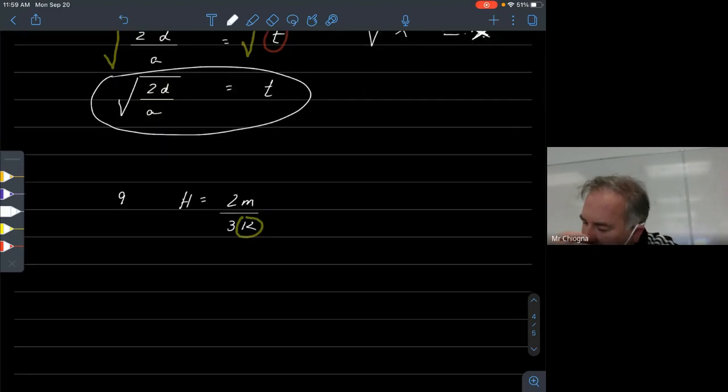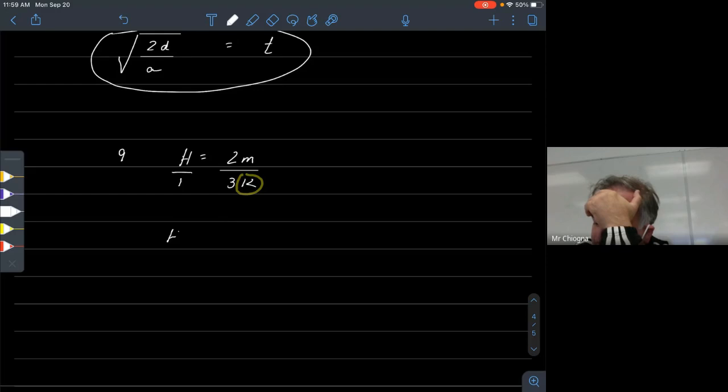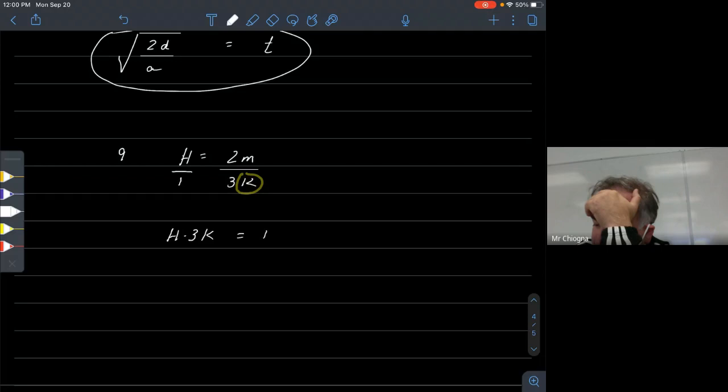Okay, it's a trick. When you have a variable in the denominator, cross multiply. So this is over 1. H times 3k. 3k is just a number. Treat them like numbers. H times 3k is equal to 1 times 2m, which is just obviously 2m.